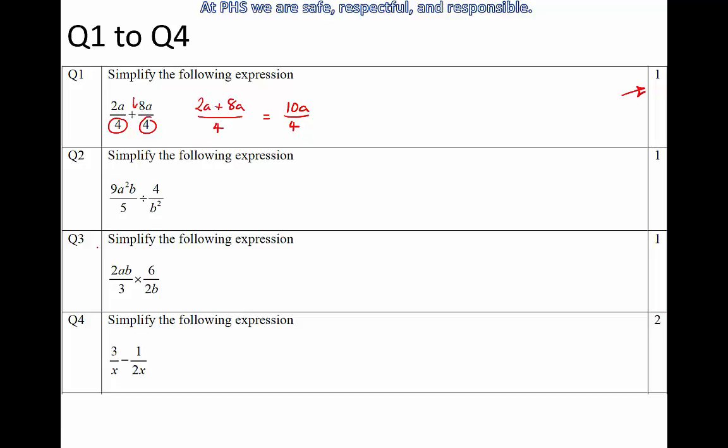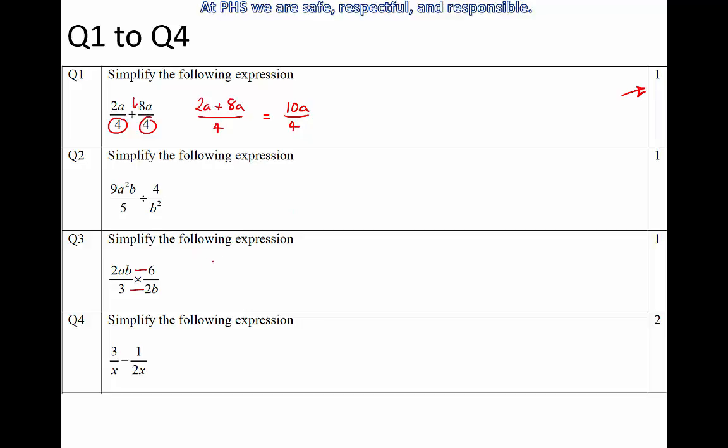Before I do question 2, I'll just have a look at question 3. When we're multiplying fractions, this is one of the easier ones. We don't have to do any checks. We can just multiply the top 2 and multiply the bottom 2. After that, we may have to do some simplifying, but the process is probably the simplest.